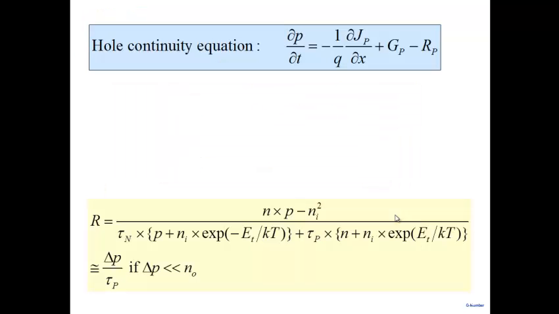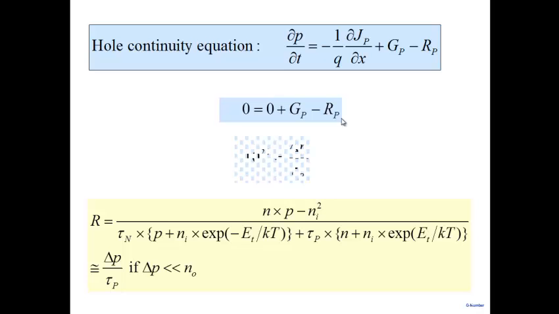So it's just one term here. That's it. G equals R equals delta p by tau. So all you have to do is multiply G and tau, right? That's all you have to do to get the answer here.